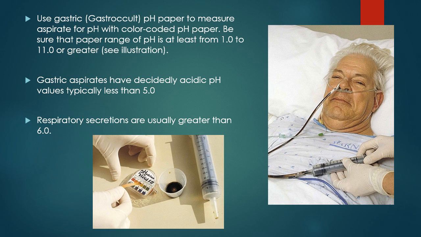And typically, as you probably already know, gastric aspirates should be acidic, with a pH less than 5. Okay, and respiratory secretions usually have a pH greater than 6. So we're checking to see how acidic the aspirate is that you're drawing up from the tube.